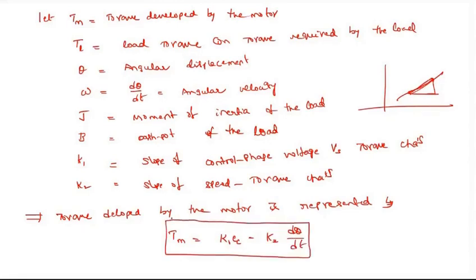In order to get this expression, we need to know some constructional specifications and characteristics like the K1, K2 slopes. If you analyze that, you will get this expression. For the time being, I'm going to give the expression directly, but no one will ask how it is derived. Just remember, the torque developed by the motor, Tm, is equal to K1 into EC minus K2 into d theta by dt. K1 is the slope of the control phase voltage versus torque characteristics, and K2 is the slope of the speed torque characteristics. So this is the torque developed by the motor.